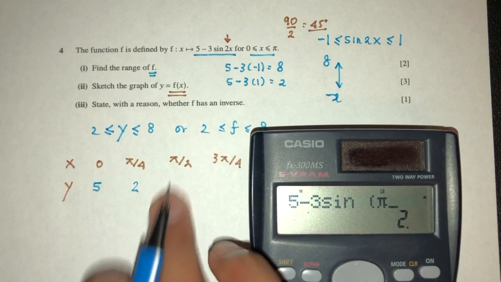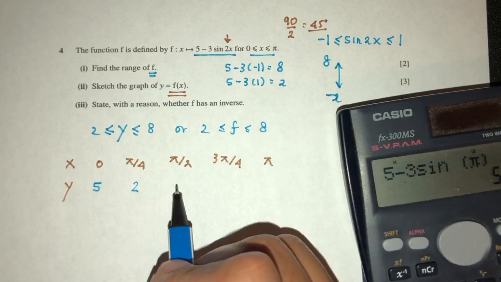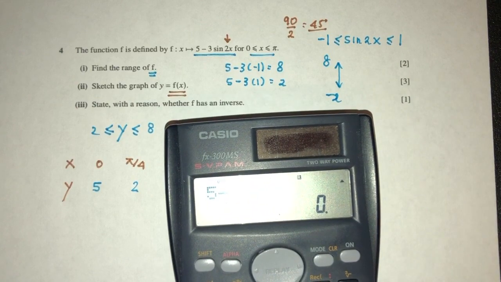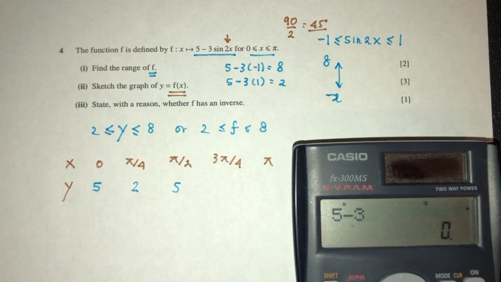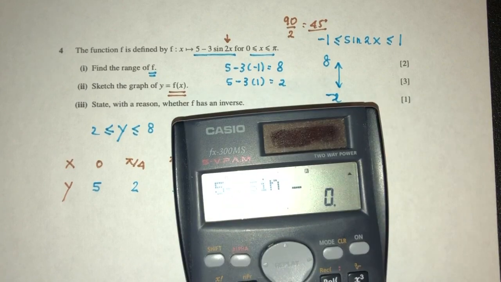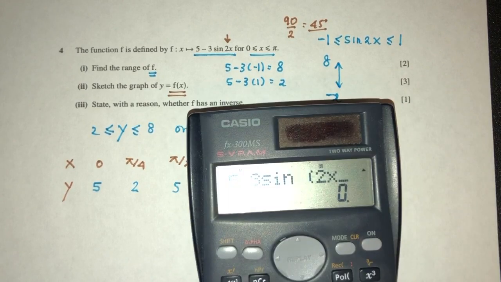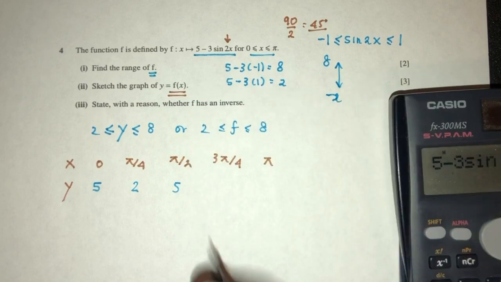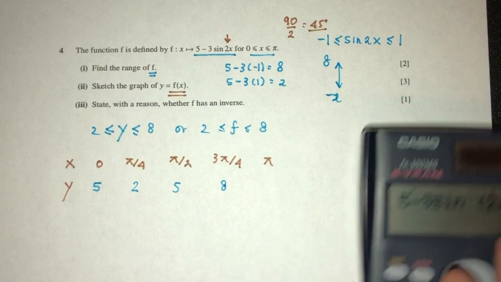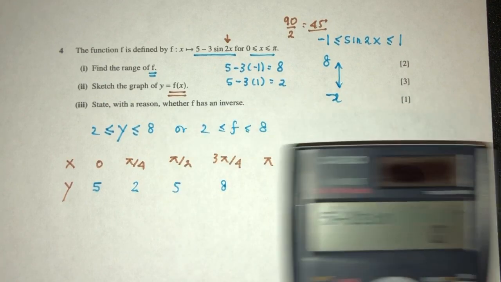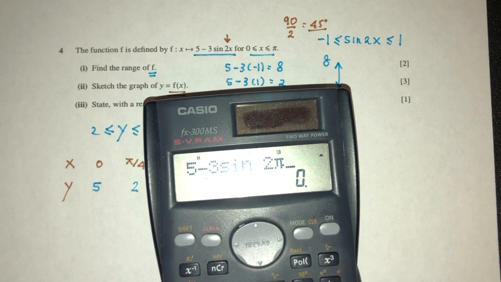And here we have 2 times this, that should be just pi. That'll be 5 again. And here we have 3 pi, 5 minus 3 sine 2 times the value of 3 pi over 4. Should be 8. And finally here we have pi, 5 minus 3 sine of 2 pi. That is 5.